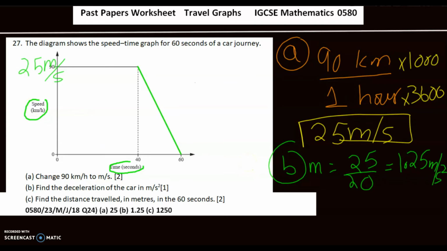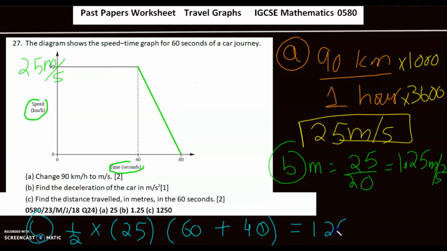Part C, find the distance traveled in meters in 60 seconds. So for that we find area under the curve. So half times height, which is 25 meters, times sum of parallel sides, so the lower length is 60 and the upper parallel length is 40. So find this product. This should be 1250 meters.